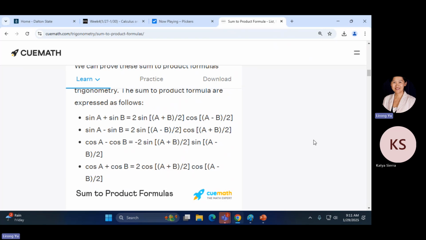And then if you have cosine A minus cosine B, it's negative 2 times sine times sine, instead of cosine and times sine. Now it's sine times sine. If you have cosine A plus cosine B, that is 2 cosine of (A plus B)/2 times cosine. So there's cosine for cosine. All right, so these are 4 formulas. That's for the sum to product formula.